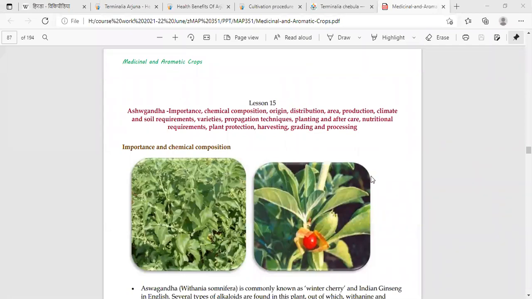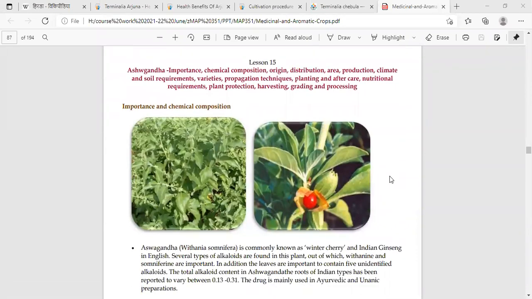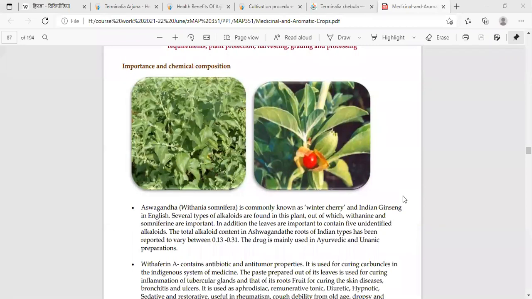So ashwagandha is a local name. Withania is the English name, or we can say the vernacular name of that plant. So the importance and chemical composition. So now the screen is visible. So importance and chemical composition. This is the ashwagandha plant. So ashwagandha has the botanical name Withania somnifera.